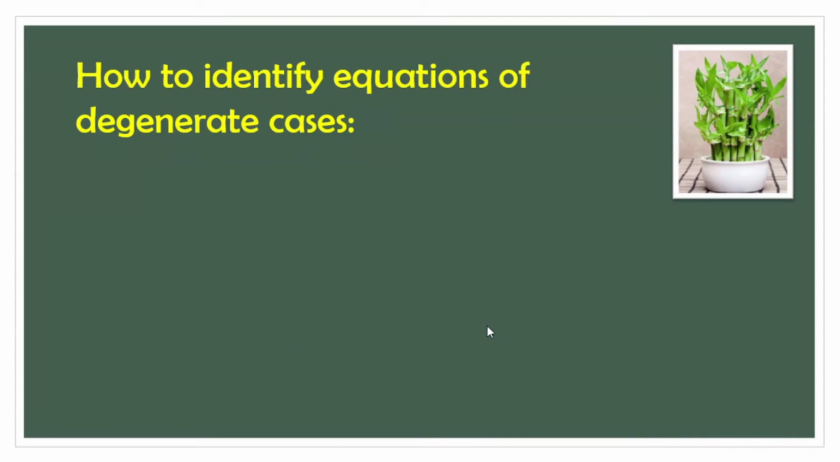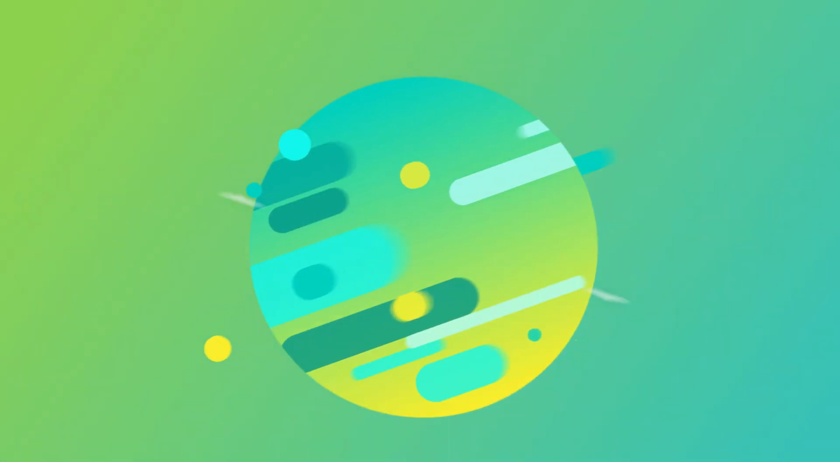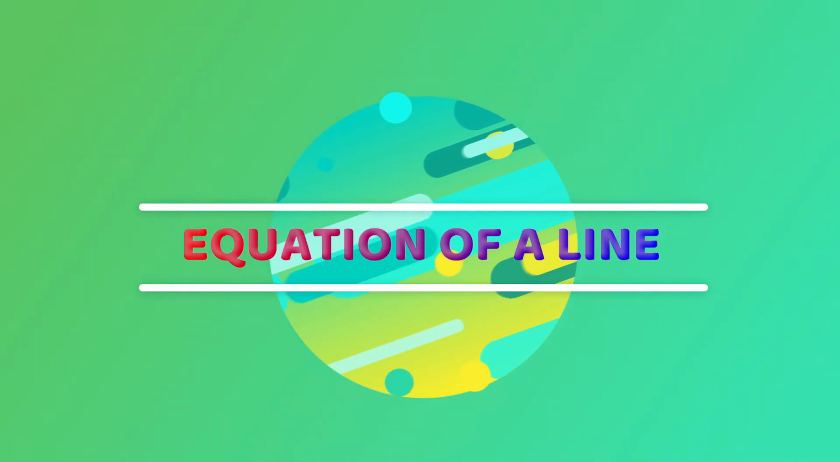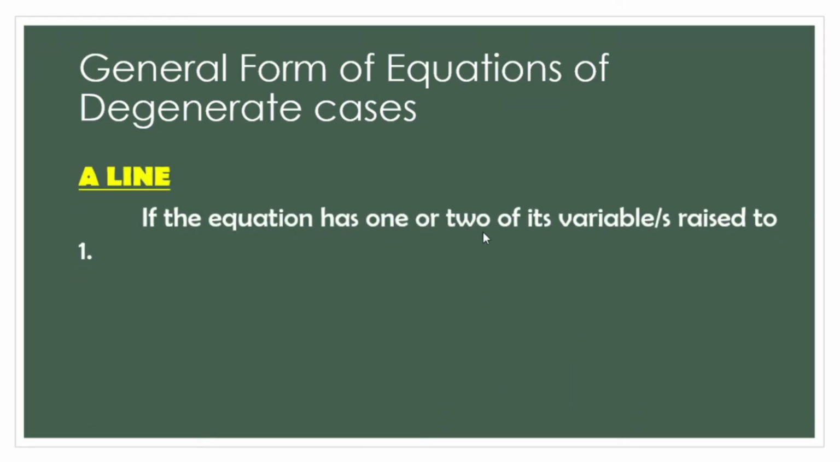So let us now identify if the equation is a degenerate case. Either a line, a point, an empty set, or 2 intersecting lines. The line. If the equation has 1 or 2 of its variable or variables raised to the first power, then it is already a line. An example of which is this one. X is equal to negative 1.